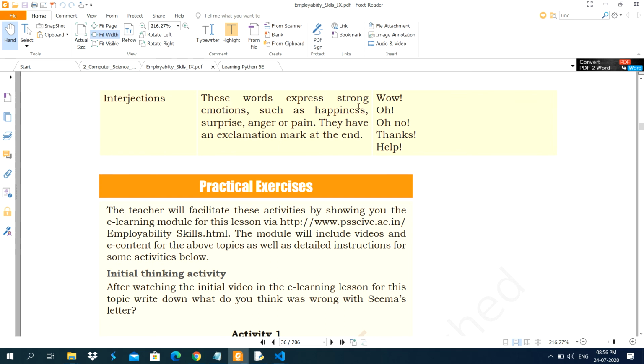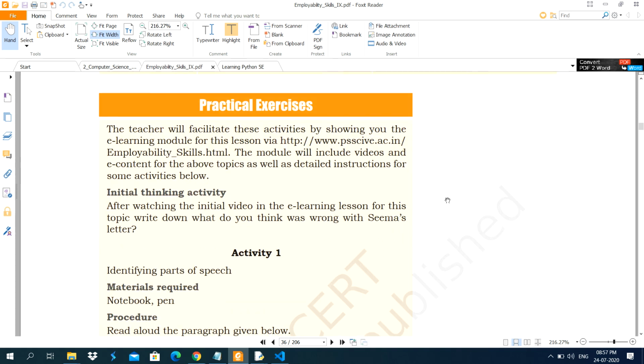Next is interjection. These words express strong emotions such as happiness, surprise, anger or pain. They have an exclamation mark at the end. Wow, oh no, thanks, help.